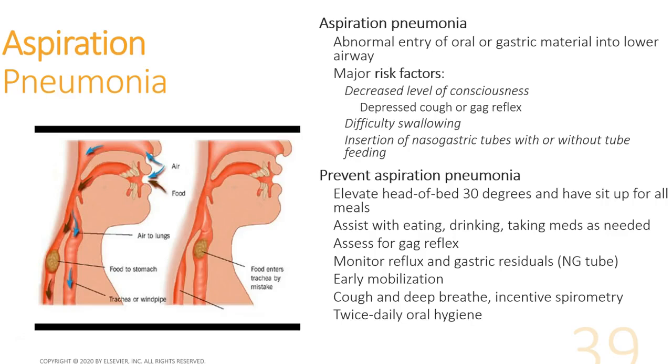Then you have dysphagia, so difficulty swallowing. If someone's having difficulty swallowing, right, then it could go down the wrong way and enter into the lungs. In addition to that, there are things called NG tubes, nasogastric tubes. It goes into the nasal cavity, down the back of the pharynx, all the way down the esophagus, then into the stomach. This has to be confirmed with a chest x-ray to ensure that we're in the right place.